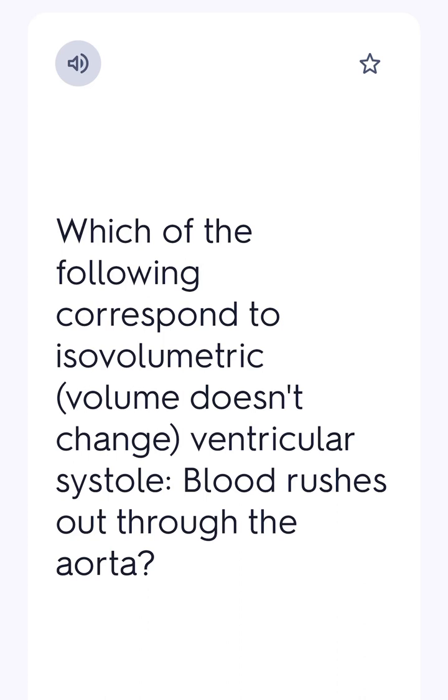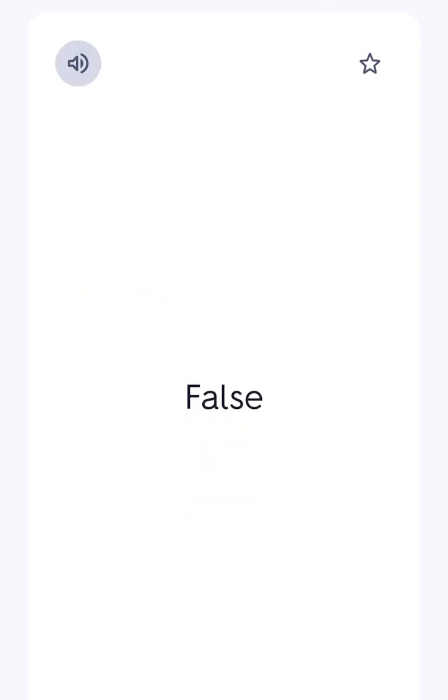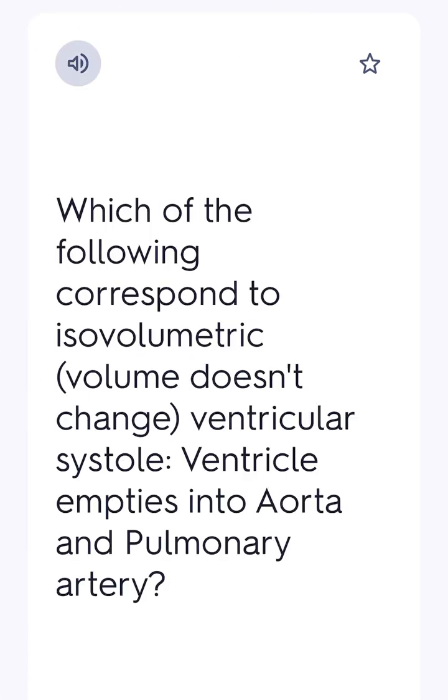Which of the following correspond to isovolumetric ventricular systole? Blood rushes out through the aorta. False. Which of the following correspond to isovolumetric ventricular systole? Ventricle empties into aorta and pulmonary artery. False.